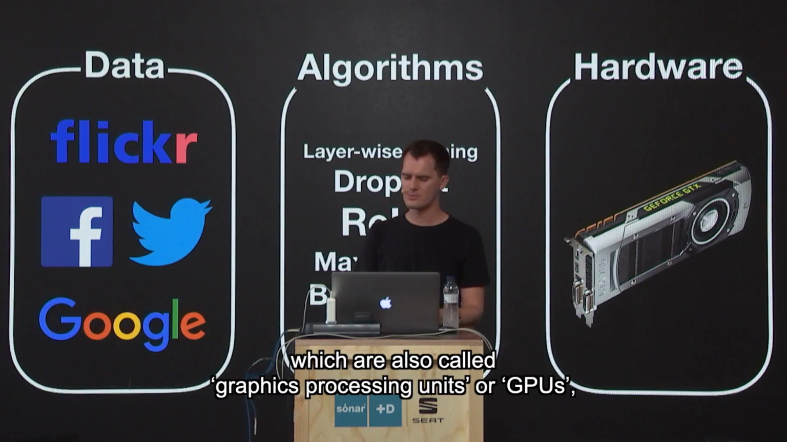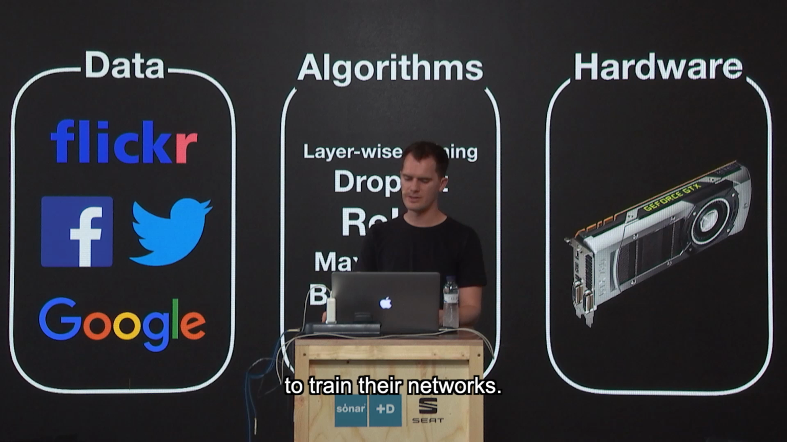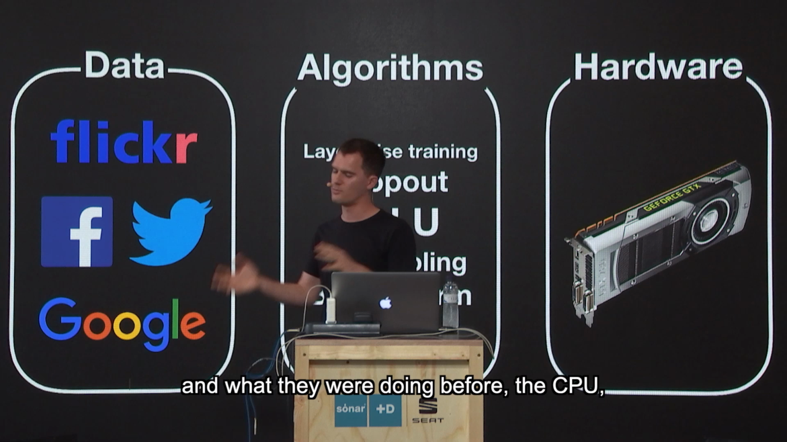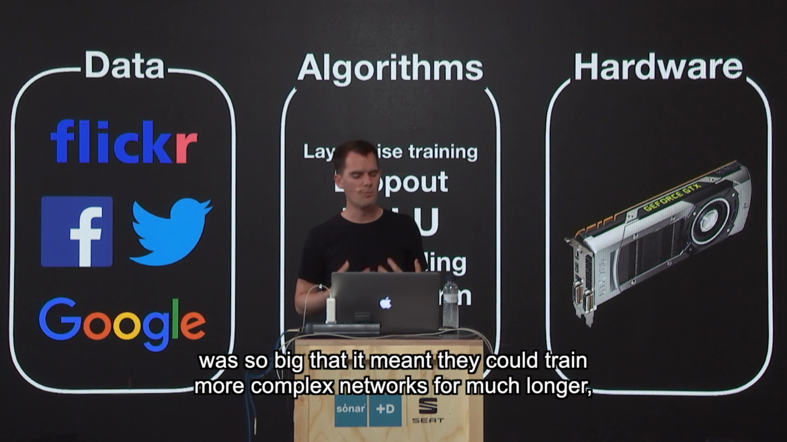In terms of hardware, in the late 2000s, researchers started using graphics cards, which are also called graphics processing units or GPUs, to train their networks. And the speed difference between training on the GPU and what they were doing before, the CPU, is so big that it meant they could train more complex networks for much longer and produce better results.